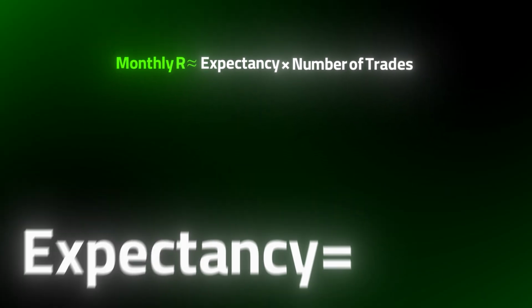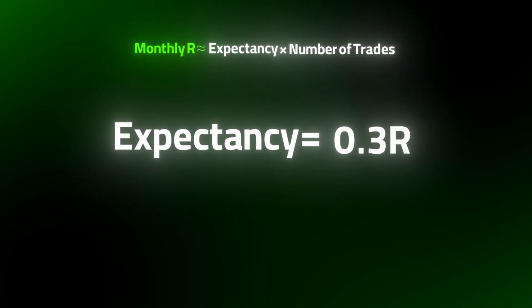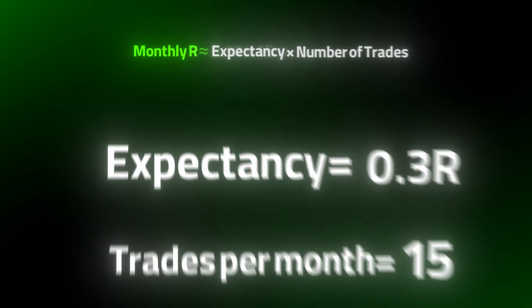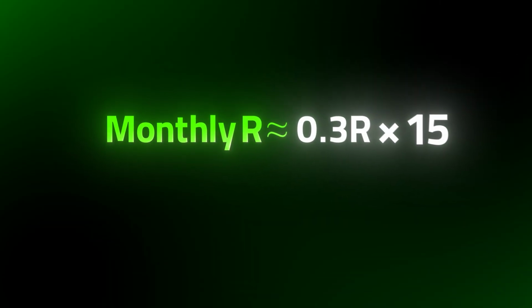For example, expectancy is 0.3R. Trades per month, 15. Monthly R is therefore 0.3R times 15, which is 4.5R. Because 1R equals 1% of the account, that paper result comes out near 4.5% per month. If 1R is 1%, then 4.5R equals, of course, 4.5% per month on paper. After that, reduce expectations by 30 to 50% to account for execution errors, spread, slippage, and human mistakes. This approach replaces motivational targets with statistically defensible ones.